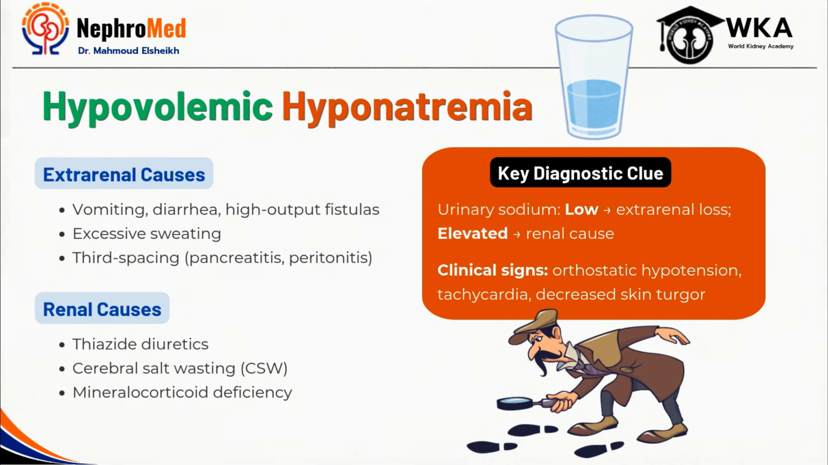And clinically, these patients often look volume depleted. You may see orthostatic hypotension, tachycardia, dry mucous membranes, decreased skin turgor, and sometimes prerenal azotemia in severe cases. And this is why isotonic saline works beautifully in true hypovolemic hyponatremia, because once effective arterial volume is restored, the non-osmotic AVP stimulus starts to shut off.